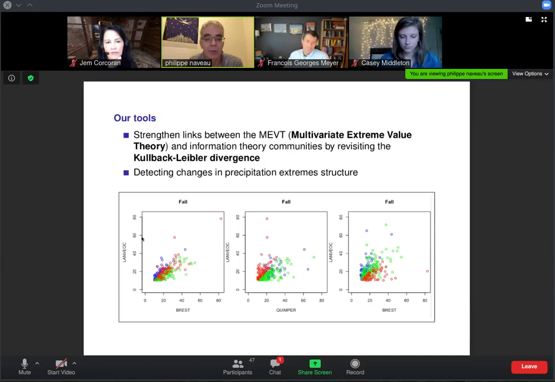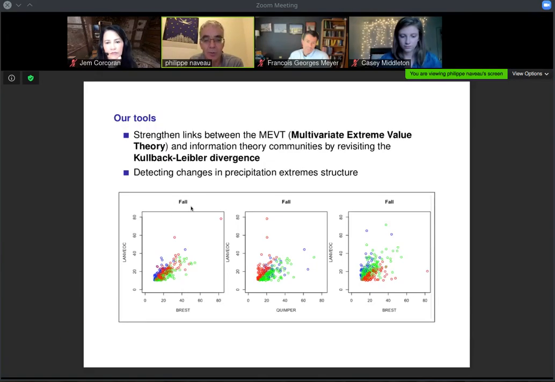Rest, the envelope, and then you can see the fall season and you can see the rainfall. And of course, because there are three stations, you need three graphs to show that. And then we want to see, can we spot differences between these graphs?